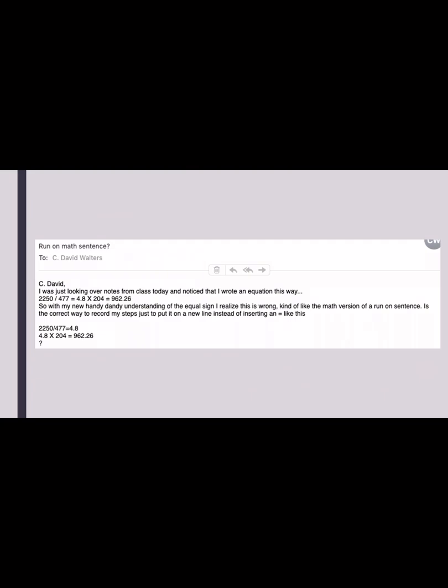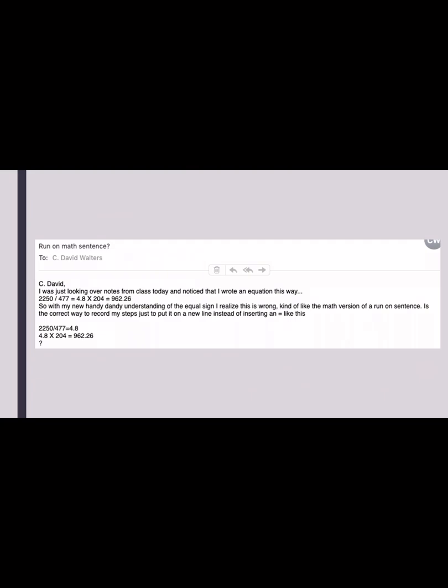Here's an email that Dr. Walters got from a student. It says, the run-on math sentence. Dr. Walters, I was just looking over notes from class today and I noticed that I wrote an equation this way, where I did 2250 divided by 477 equals 4.8. And then the student continued to operate on the numbers, where they're doing more mathematics. And they just kept multiplying or whatever and setting things equal after that, getting the answer after that.